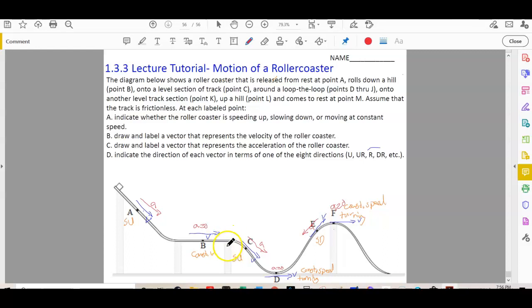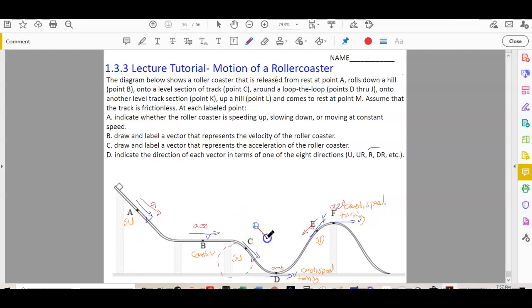But at C, if you can imagine, this looks like a circle, like a mini circle right here. That means you're going to have an acceleration vector. I might need to erase something here. I might need to erase this and kind of move it a little bit. I'm going to redraw that up here.